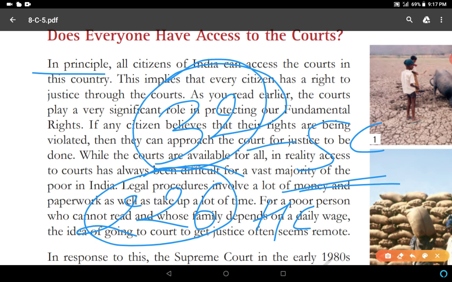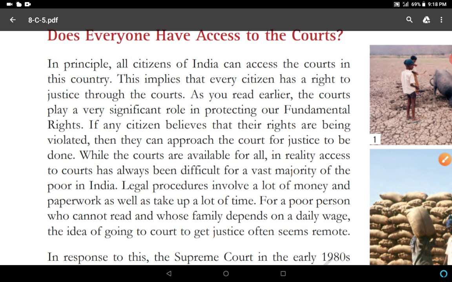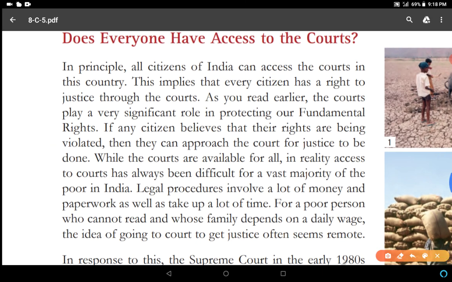In the same way, if other rights have been violated, or other disputes arise, to solve the conflicts we can go to the court, we can use the legal system, we can go to the police. In this way, we can have justice, right? As you read earlier, the courts play a very significant role in protecting our fundamental rights. We discussed it. If any citizen believes that their rights are being violated, then they can approach the court for justice to be done, as we have discussed.